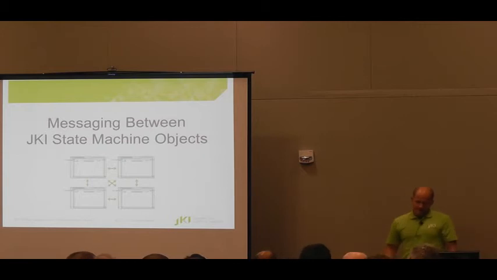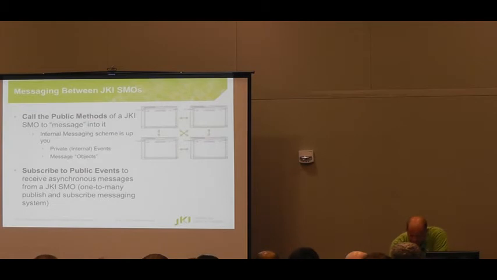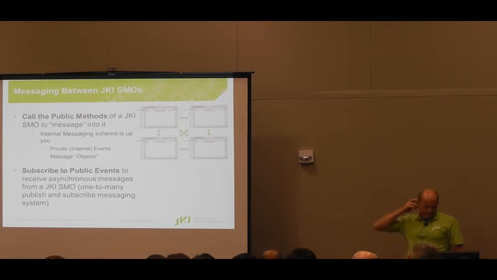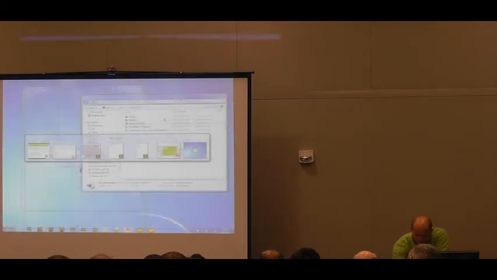So now, messaging between JKI state machine objects. I'll leave it on this for a second, but I think in order to really grasp it, you have to see the code. Basically, how many people have seen the public-private events presentation we've given in the past? Okay, good. I'll describe exactly what that is here in a second. And I think the best way would be to show you guys in the code.